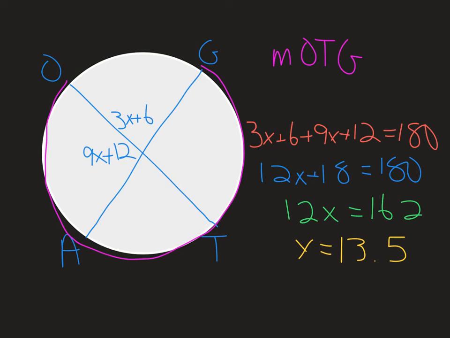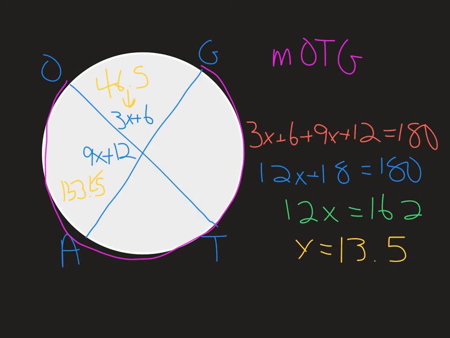And I want to know OTG. Let's fill in all the central angles, and we can play with the arcs. So this one is going to be 3 times 13.5 plus 6. So that's going to be 46.5. This one is going to be 9 times 13.5 plus 12. So that's going to be 133.5.